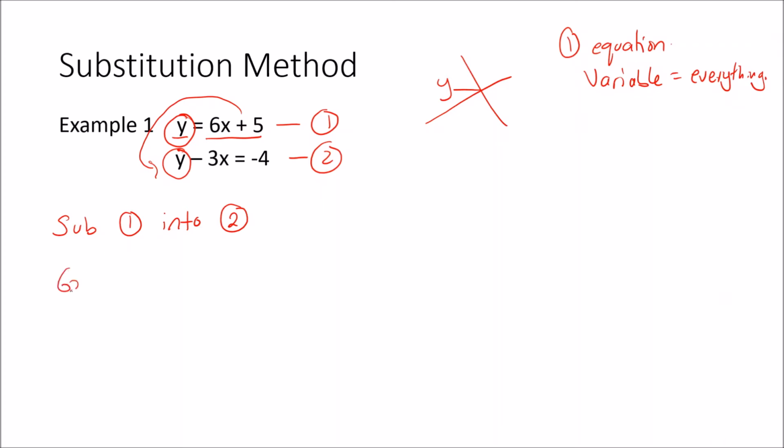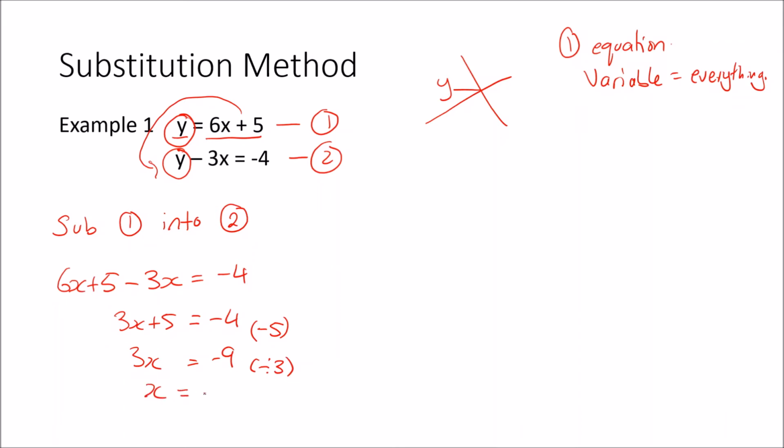So now we have 6x plus 5 minus 3x equals negative 4. By doing that substitution, I get rid of my y variable, so now I only have to solve for x, which is a really easy thing for us to do. 6x minus 3x, we've got 3x plus 5, then we take 5 from both sides, then we divide both sides by 3. So we can see for these points, when they cross over, our x value would have to be negative 3. We haven't really graphed it, but we know we've got two lines that cross over and their x value is negative 3.